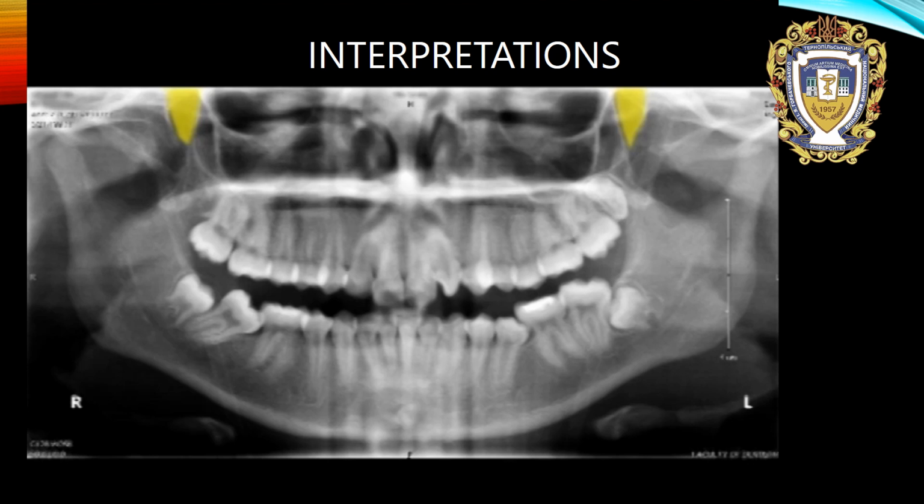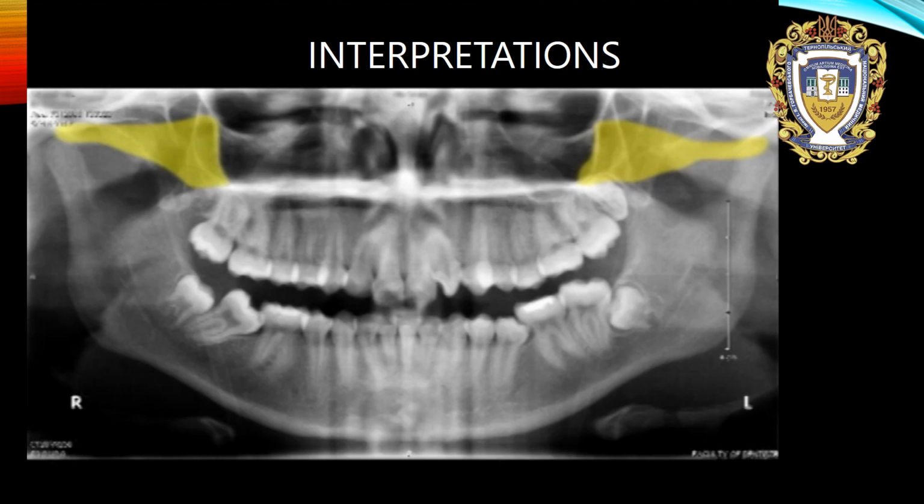These structures produce thin radiopaque lines that run roughly parallel to the posterior wall of the maxillary sinus and may be confused with it. Follow the left and right zygomatic bones and arches as they extend posteriorly from the zygomatic processes of the maxilla to the temporal bones.